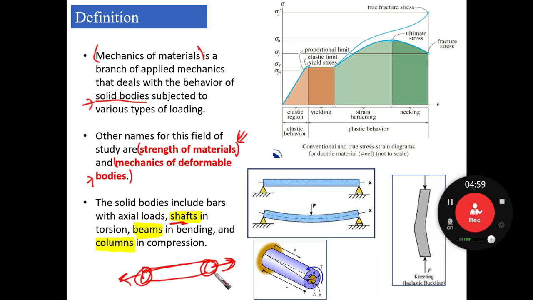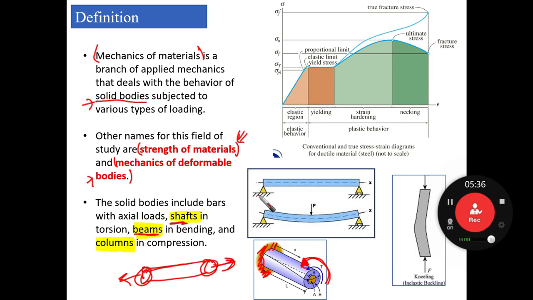Shafts in torsion, and beams in bending. So shafts in torsion, as you can see here, this is a shaft, which is commonly fixed at one end, and then it is going to be subjected to torsion, or a moment in this direction, for example, that is going to make this solid body or this shaft experience torsional stresses. Or we are going to have beams.